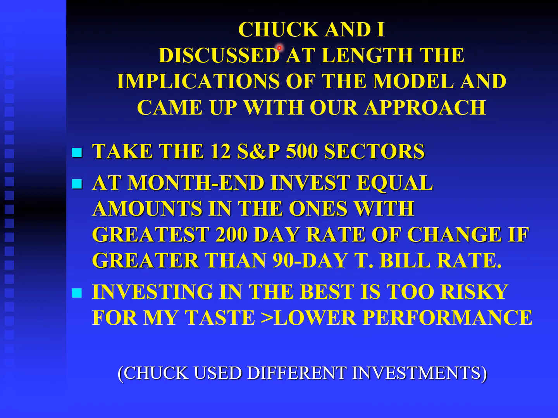A friend of mine, who I will call Chuck, and I discussed at length the dual momentum strategy, and each one of us came out with our own approach, which really is very similar. The way I do it is this. I take the 12 S&P 500 sectors, the spiders. At month end, I invest an equal amount of money in the ETFs with the greatest 200-day rate of change, if, of course, the rate of change is greater than the yield on the 90-day Treasury bill. Now, investing in the best, in my book, is too risky for my taste. Therefore, I take a group of ETFs, maybe the 3 or 4 best in terms of rate of change, and then I invest an equal amount at month end. The decision is made only at month end.